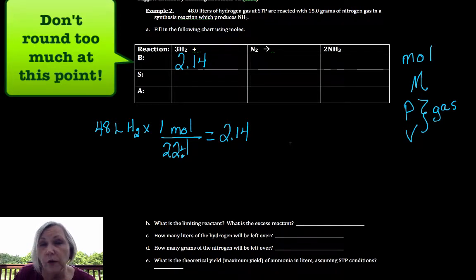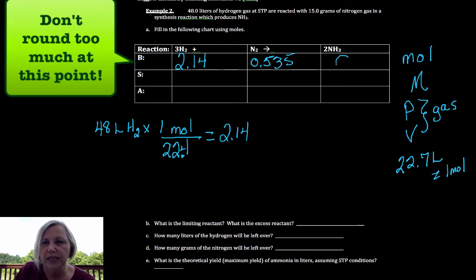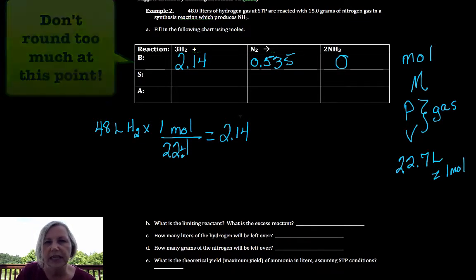If you are IB or pre-IB, I want you to know that the molar volume is actually 22.7 liters for every 1 mole of gas. So just a few nuances there, depending on where you're coming from. Okay, I have 15 grams of nitrogen. I'm going to assume that you can do mass to moles using molar mass, and you'll double check my numbers. I got 0.535 moles, and I don't have any of my product, ammonia.